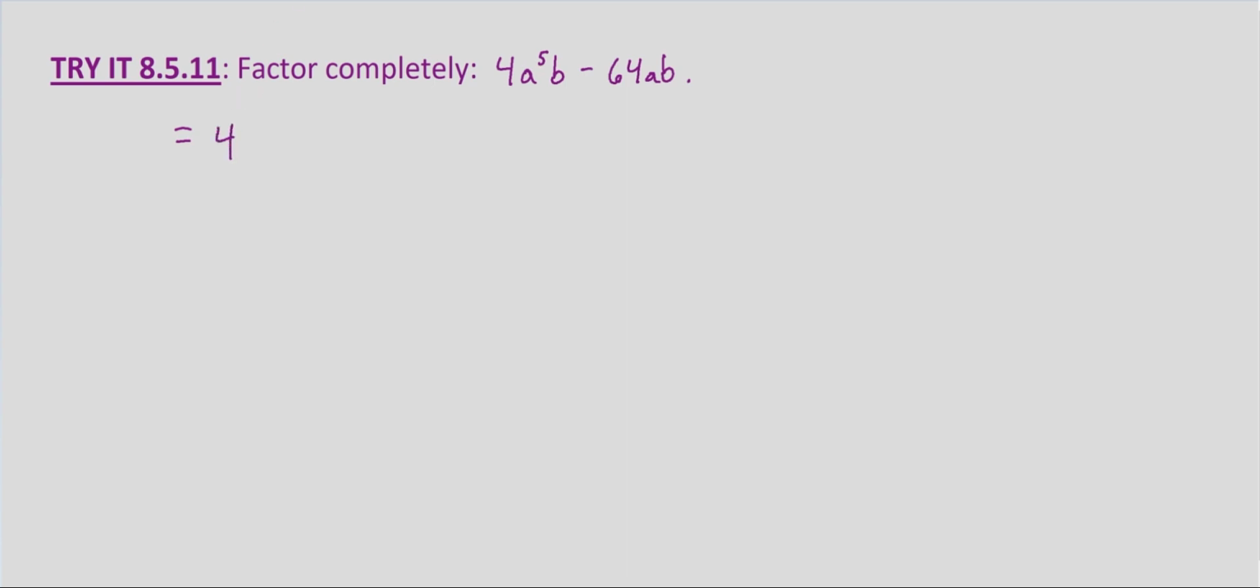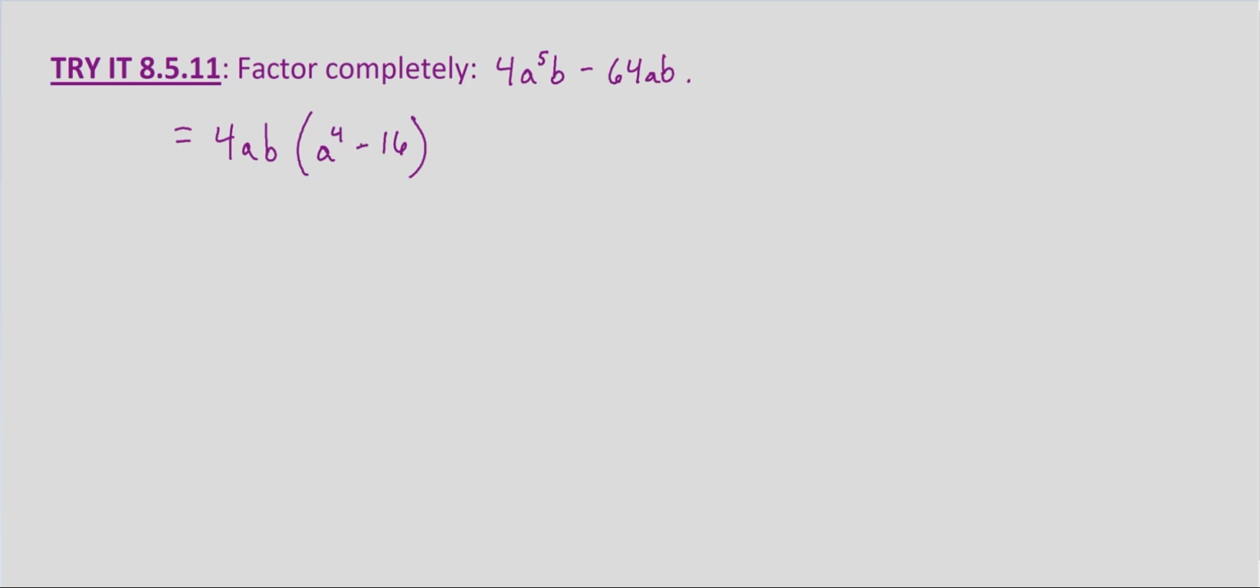And then what about a to the 5th and a? That's going to be a. And then b and b, that's obviously going to be b. So 4ab times a to the 4th minus 4 times what is 64? 4 times 16 is 64. And then we already factored out the a and b. So we have a binomial left.